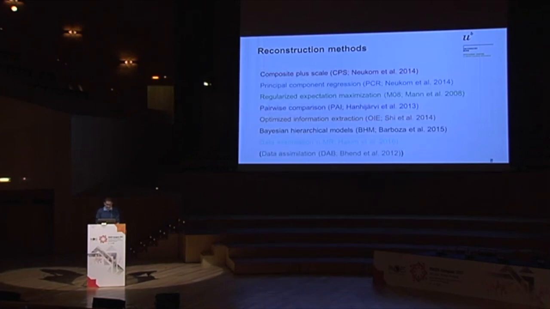So what methods do we actually use for our reconstructions? You see the 8 methods here, a bit subjectively sorted by increasing complexity. The top ones are widely used methods from the past with relatively simple statistical techniques, composite plus scale, principal component regression. We also use the Mann et al. implementation of RegEM, and then some more recent and more advanced methods like pairwise comparison, optimized information extraction, Bayesian hierarchical model as implemented by Barboza et al., and 2 versions of offline data assimilation that also take information from climate models into account.